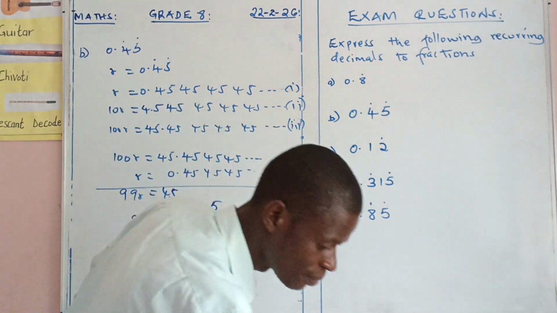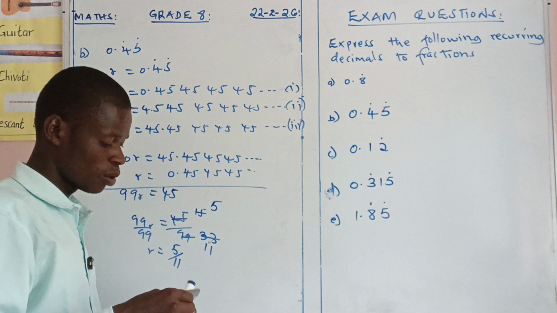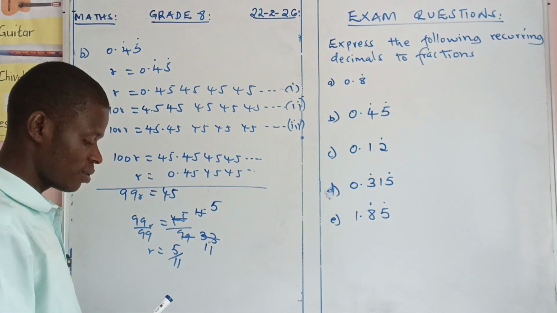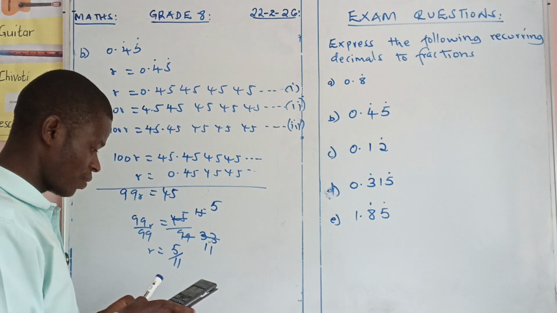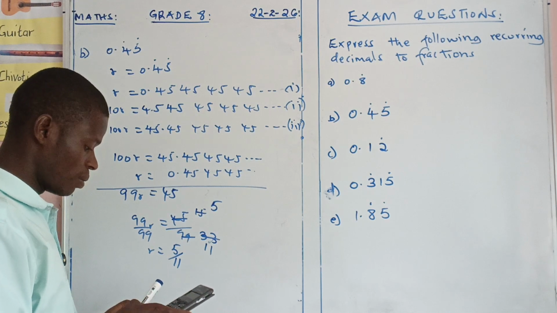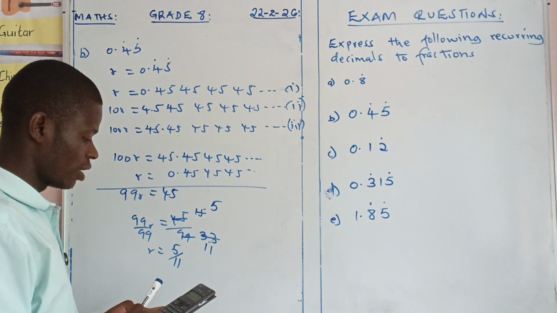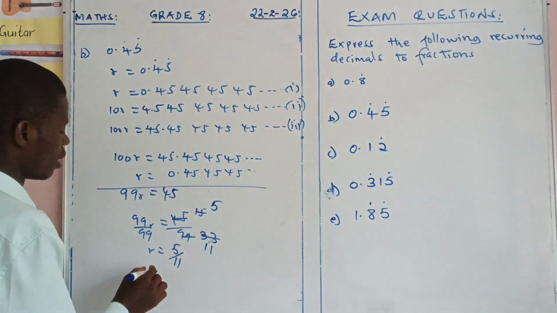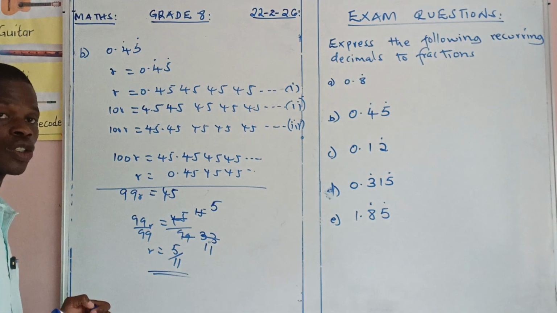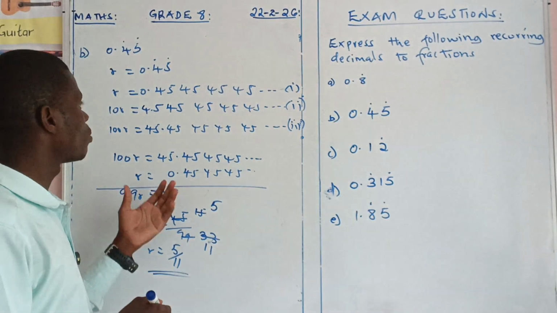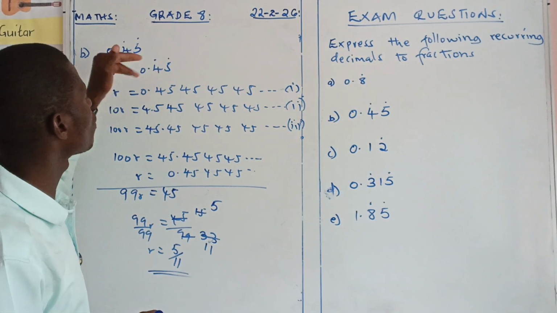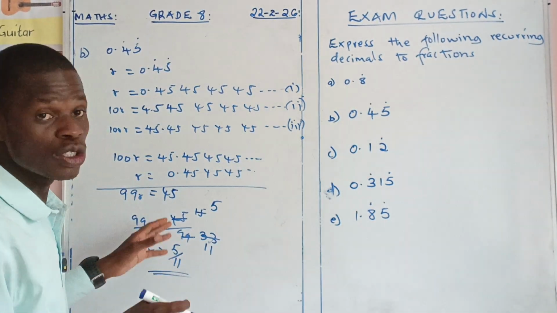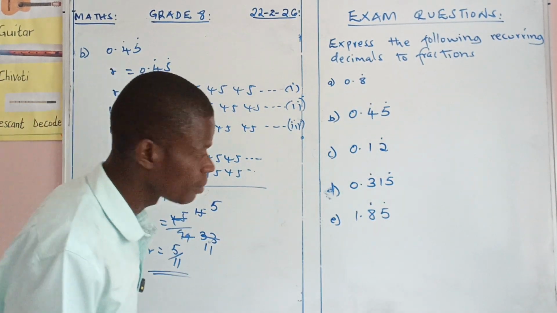Then you confirm your answer. With me here, I have the calculator for confirmation. What am I going to have? Take 5 divided by 11. So it is 0.4545. So this is the fraction that was converted to decimal to give us 0.45 recurring. As simple as that. So ensure that you understand the concept.